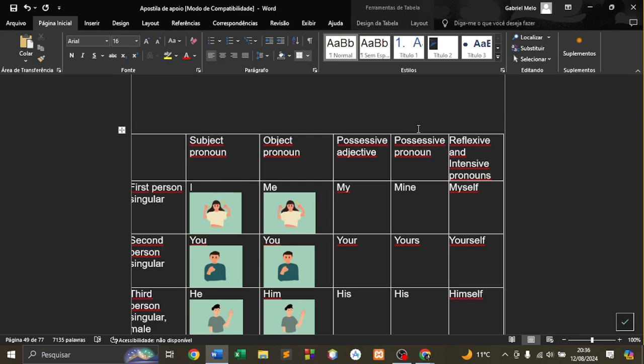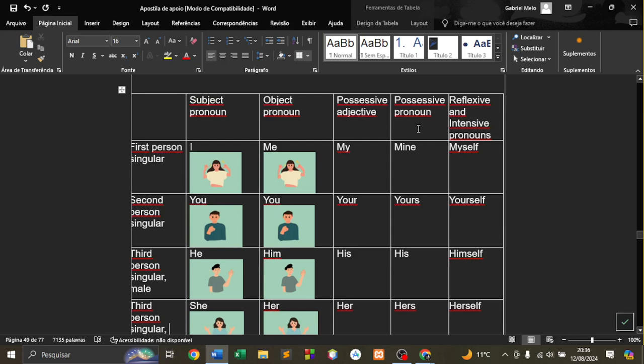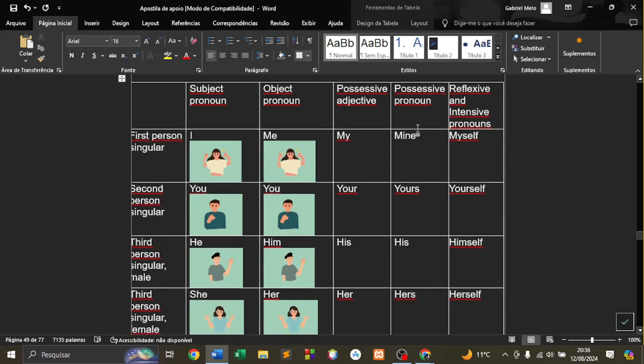Now we have possessive adjectives and possessive pronouns. Do you know what is a possessive adjective, my friend? Possessive is algo que é da pessoa. Exactly. It represents possessiveness. Okay, but what is a possessive adjective? Adjetivo possessivo. Aí eu não sei. A possessive adjective is an adjective that represents ownership. Ok. É um adjetivo que representa posse. It's an adjective that represents ownership.